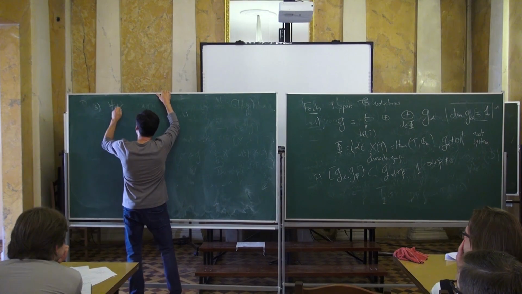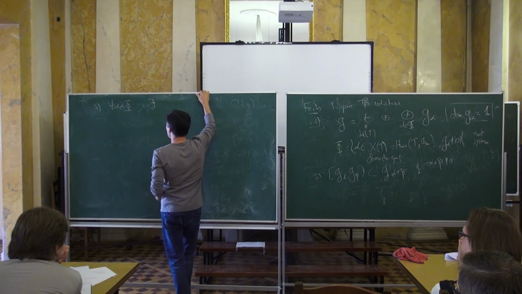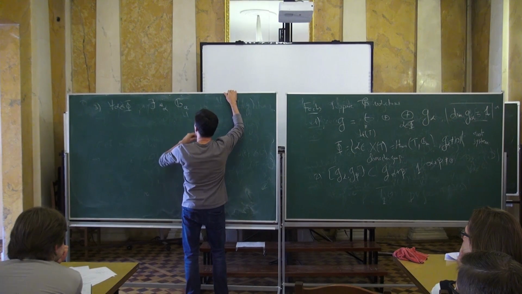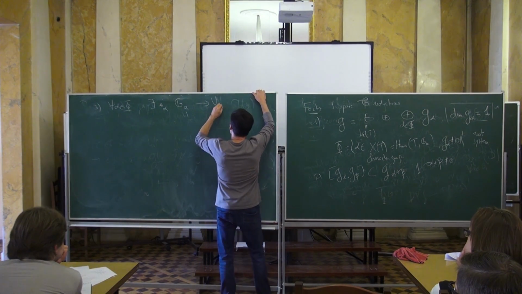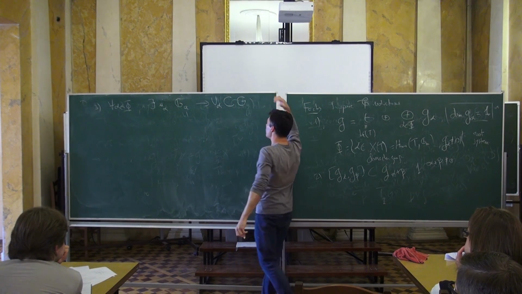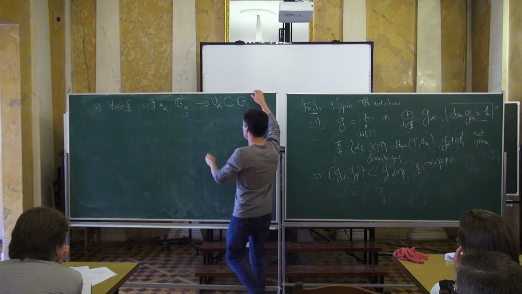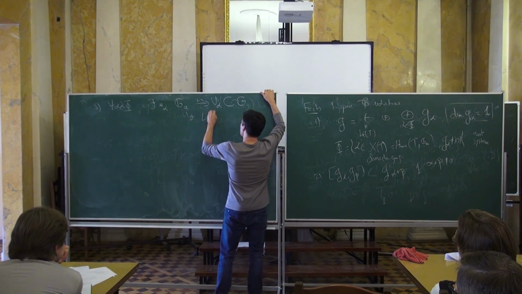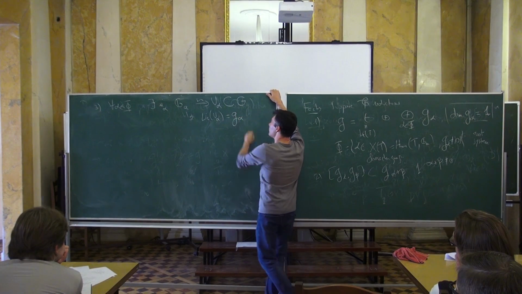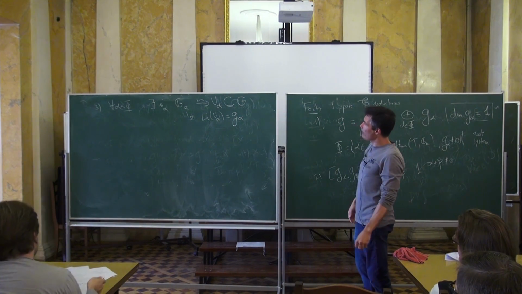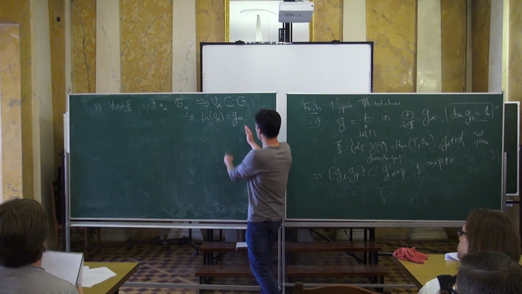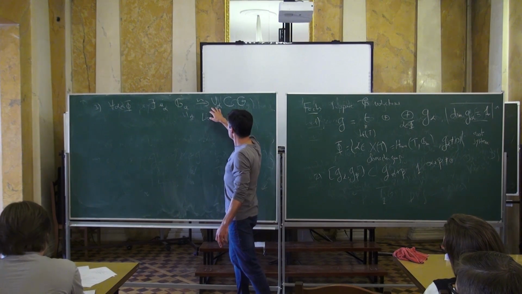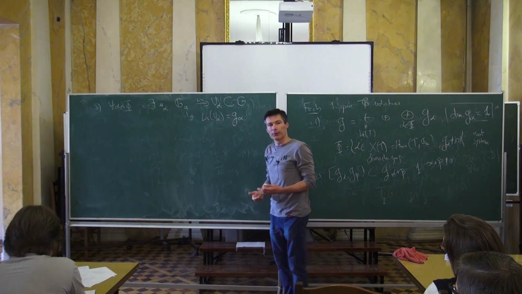So for any root alpha, there exists a homomorphism from the additive group to some subgroup U alpha of G whose Lie algebra is exactly the root space G alpha. Okay, so we have an incarnation of these root spaces as really some unipotent subgroups. So these will be unipotent subgroups of G, which are normalized by the torus.